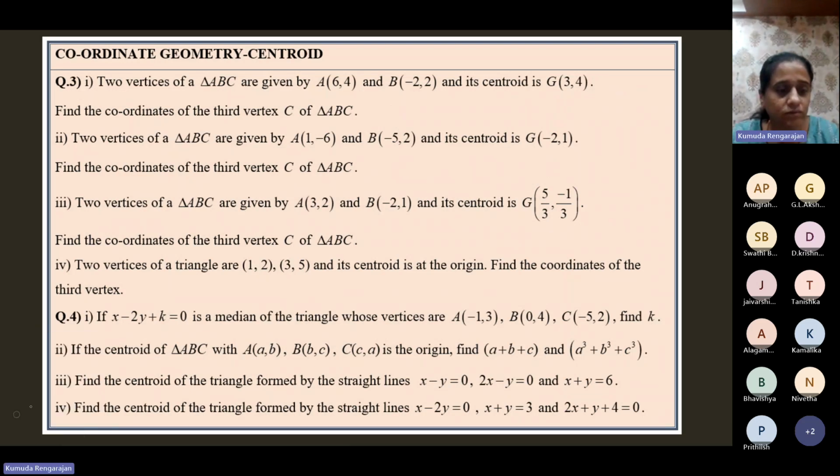Yeah, work the fourth one. Work this one. Find the centroid of the triangle formed by the straight lines.